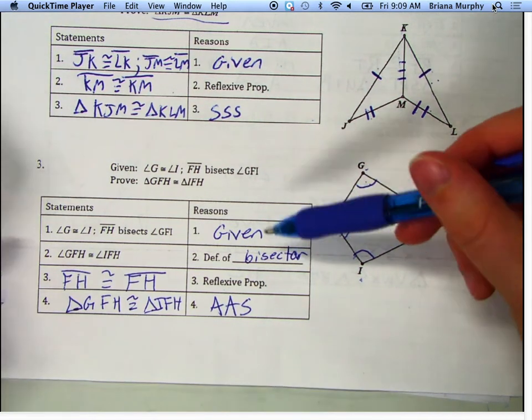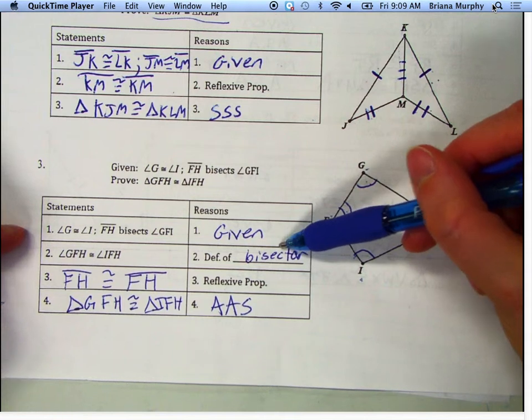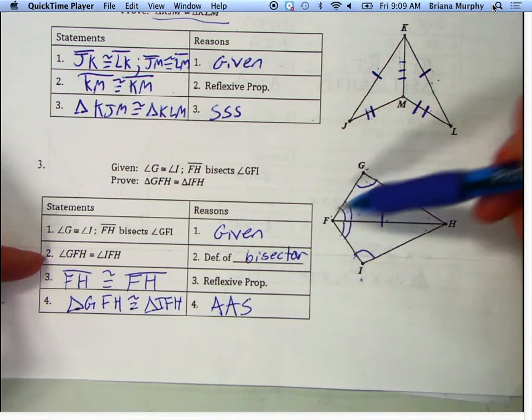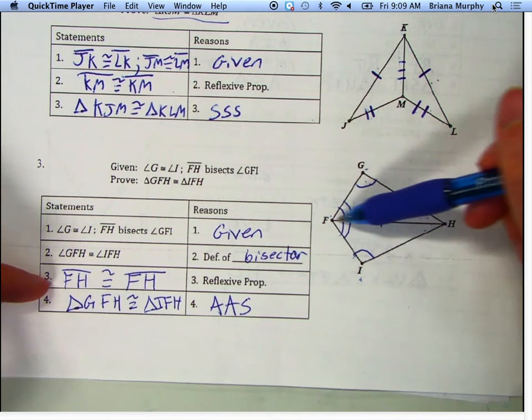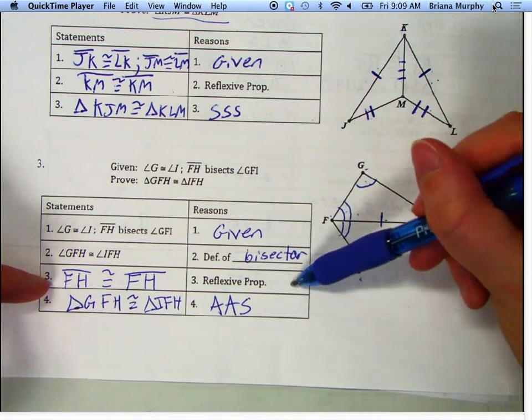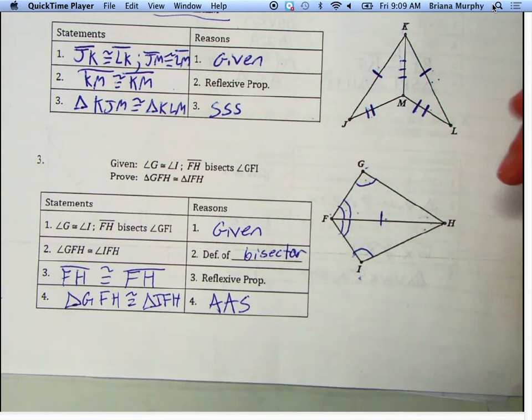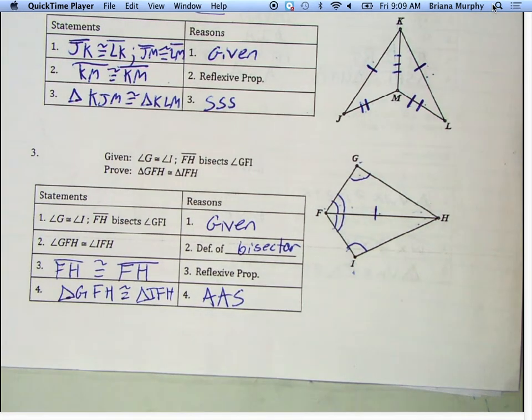Now I fill out my proof part. Write down my given. These two angles are congruent by the definition of a bisector. FH is congruent to FH by reflexive, and the triangles are congruent by angle, angle, side. Any questions about number 3 that you don't understand?